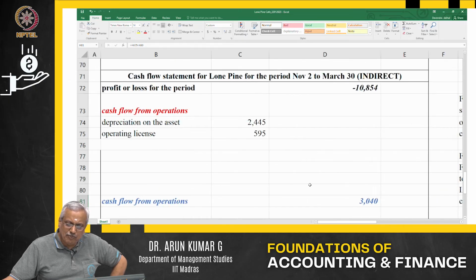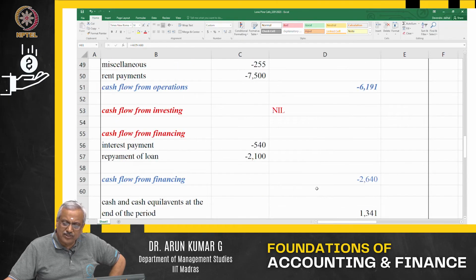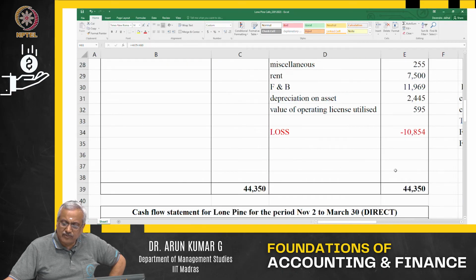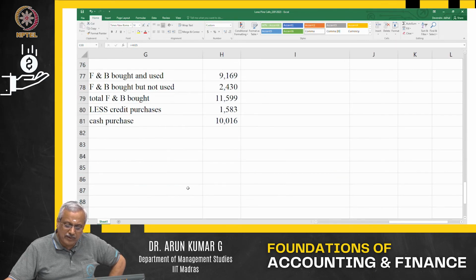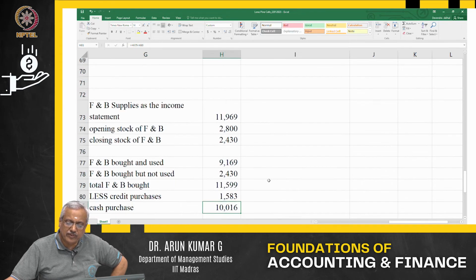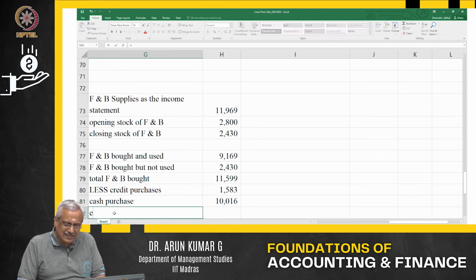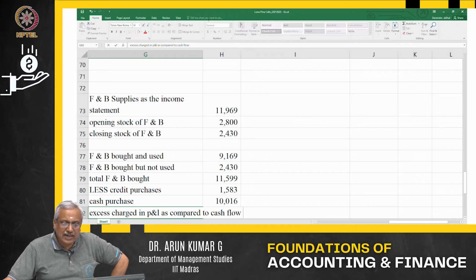But what have you charged in the P&L to arrive at a profit or loss of 10,854? You have charged 11,969. But what is the amount of cash paid? You basically saw what is the amount of cash paid. The amount of cash paid is only 10016. What is the excess charged in P&L as compared to the cash flow statement?